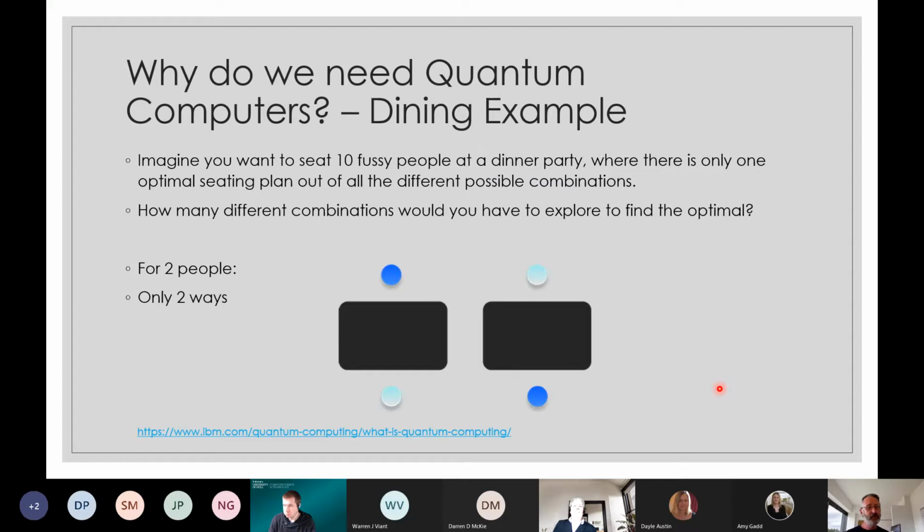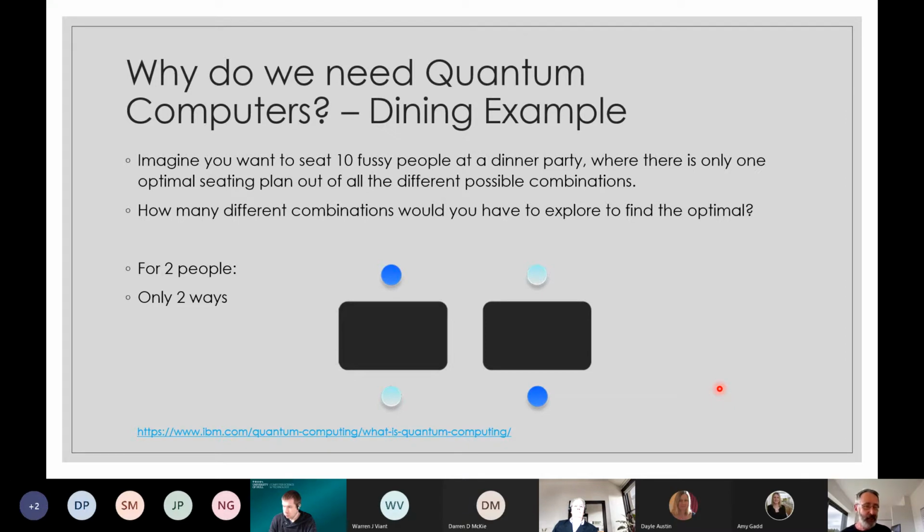Right, so what sort of problems are there? Why can't we just use the computers we've got? Well, the first example is a very simple one that many people use. I've taken this one from IBM, and it's basically around seating 10 fussy people at a dinner party. It demonstrates an exponential explosion of the problem. So you're running a dinner party and you've got these fussy people, and there's only one good way to sit them all.